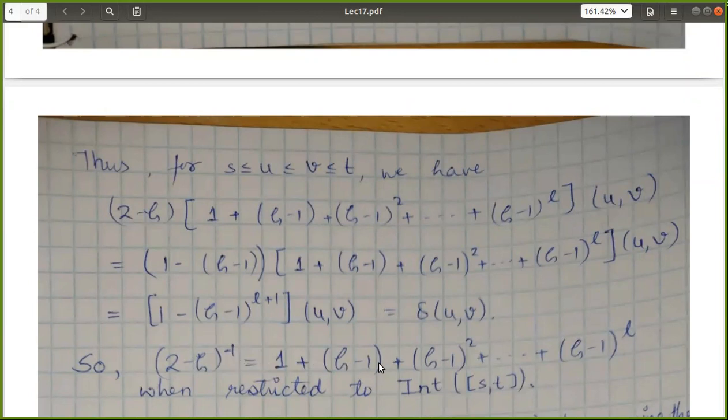of this function. Okay, so you see that when you restrict yourself to int of st, then this is the inverse. But that is not really what we were interested in. We just wanted to understand what this inverse, when applied to a particular interval, counts.